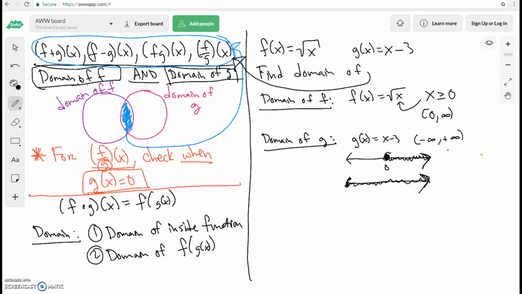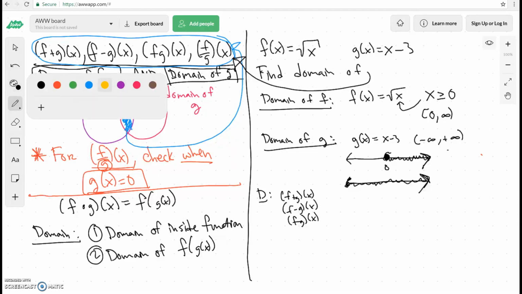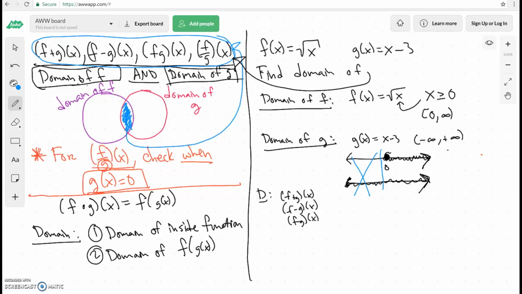So now the domain of f plus g, f minus g, f times g is all going to be where both of these have in common. So if we see between here to here, there's nothing in common, right? So there's nothing here. It starts being alike when it's from 0 all the way to infinity. So the domain of all of these functions is just going to be from 0 all the way to infinity. So this is the domain of these functions.